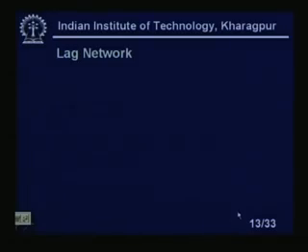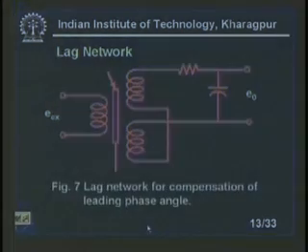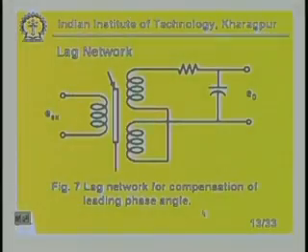Welcome back to the classroom again. So, lag network, as I told you, we need some lead and lag network. So, lag network looks like this one. You see, this is a circuit. If there is a lagging phase angle, in that situation we will connect this. This is our lag network. So, it will kill the lag, and the output voltage will be in phase with the input voltage. It is not very important. Most of the cases you will find, right. So, this is a lag network for compensation of the leading phase angle.